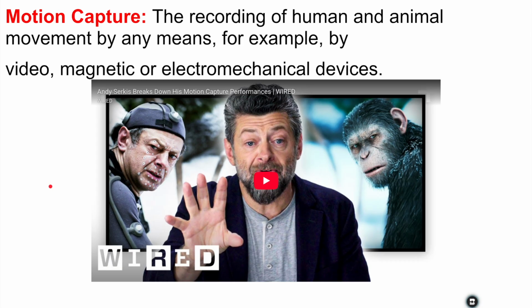Motion capture is the recording of human and animal movements by any means, for example, by video, magnetic, or electromagnetic devices. This is the guy who played Caesar in the Planet of the Apes videos. You can kind of see there's a bit of a resemblance. It's interesting. He also played Smeagol or Gollum in the Lord of the Rings, but he's an expert in this motion capture, and he gets wired up with these different motion capture sensors, and then he acts, and then that is changed into realistic animation in the films.